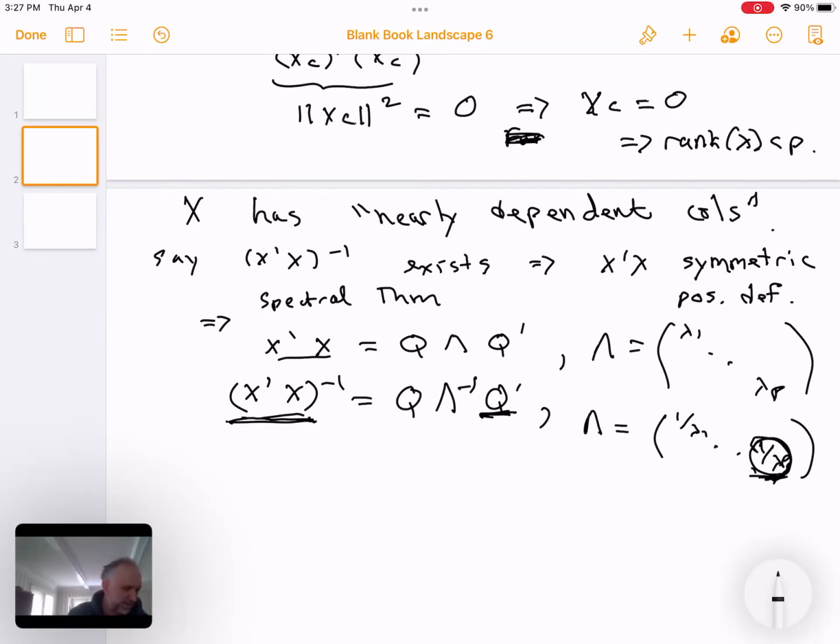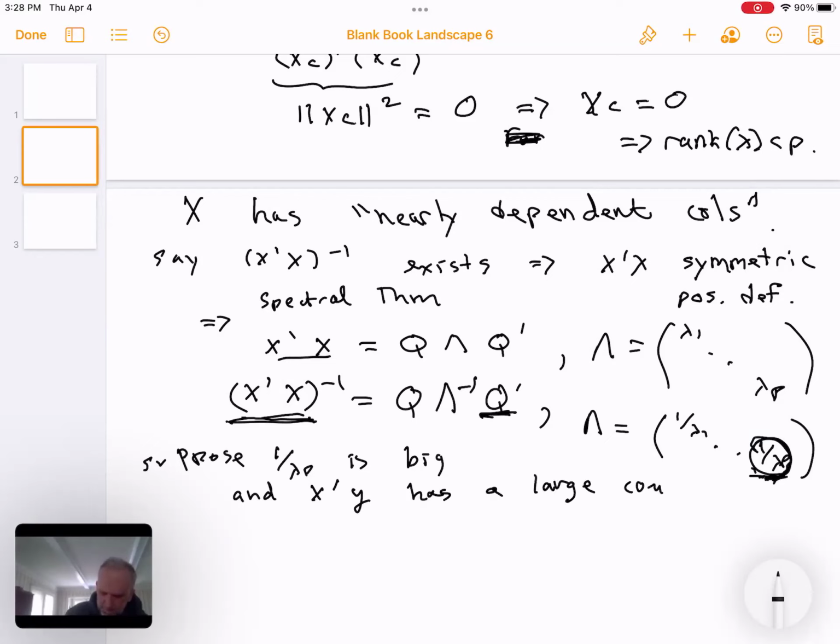So let's just write a few words, and then that's it for now. We'll see this again a little in chapter 10 coming up soon. So suppose 1 over lambda p is large, is big, and say X prime Y has a large component of Qp.